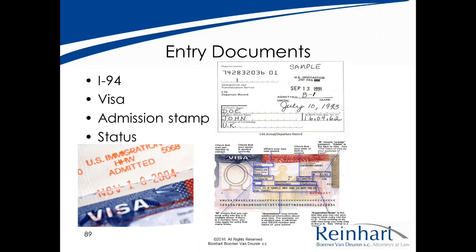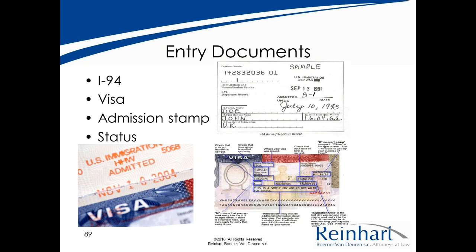So the one on here, they were admitted in Seattle. They were admitted on September 13th, 1991, and they're admitted in the B1 category, and they can stay in the United States until July 10th, 1993. And the B1, we'll get to that in just a second, is a visitor category. So that's going to restrict what that person can do while they're here in the United States.